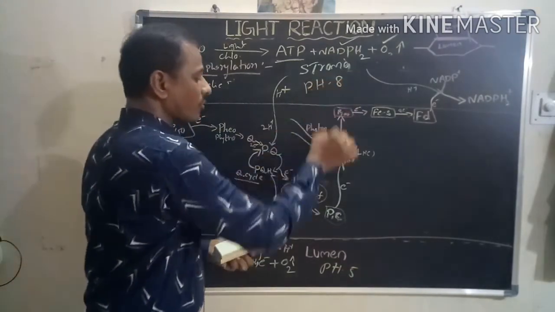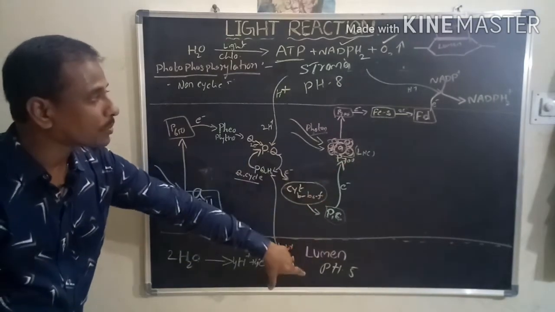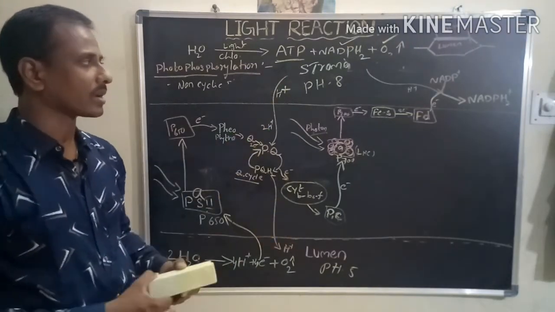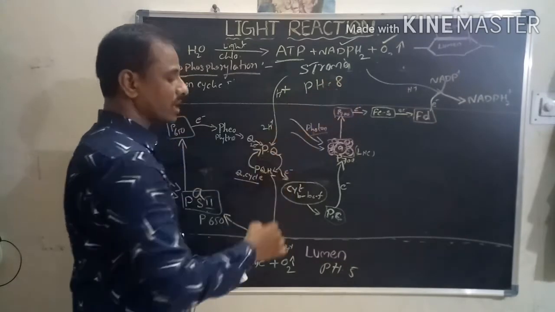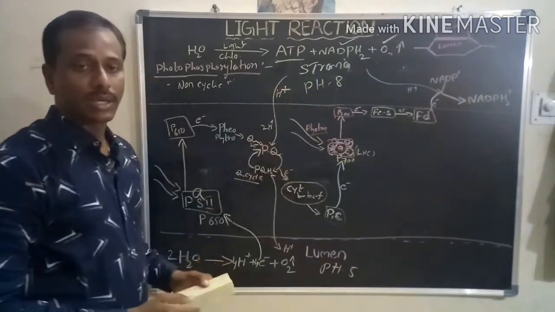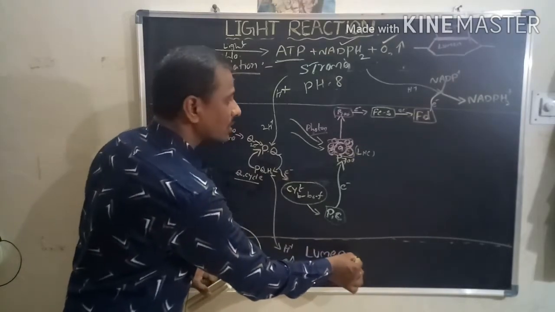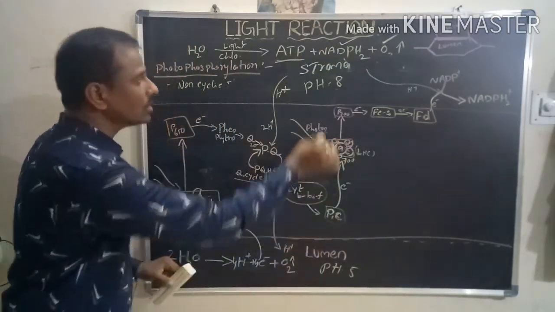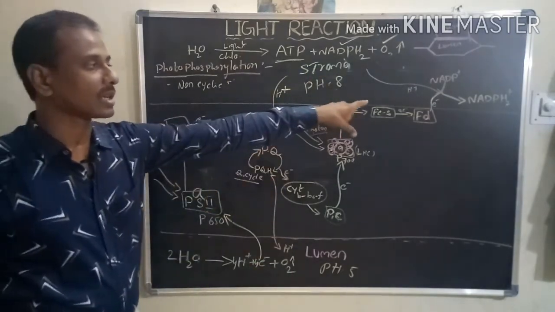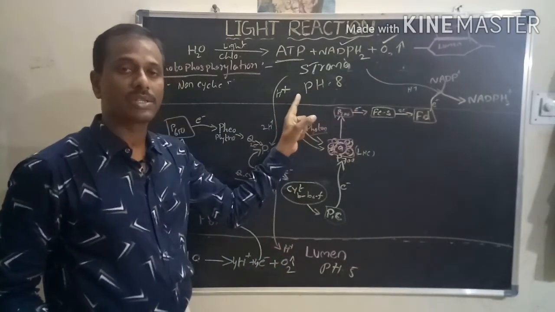Due to the difference in pH value, the H+ molecules want to move to the stroma because there is an imbalance. It is a single cell organelle. The stroma has pH 8, here pH 5. Here high H+ ions, there less H+ ions. At this time, these H+ ions want to move from the lumen to the stroma. This is the second step. The first step is the electron transport system. The second step is the diffusion of the H+ molecules, that means protons.